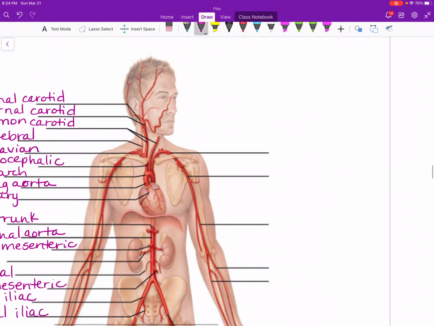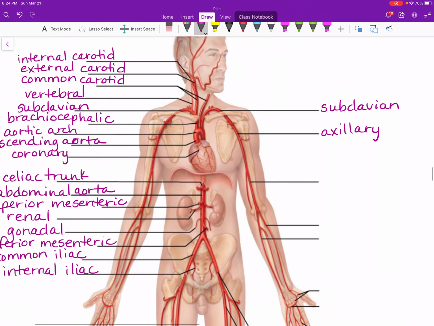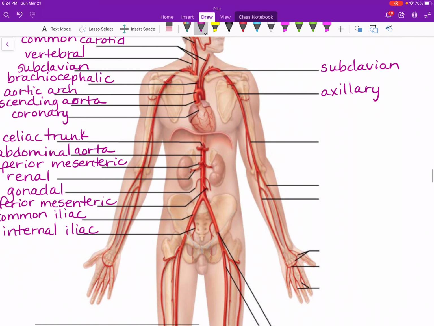we have the subclavian again, supplying both arms. The axillary means armpit, remember? And so that is the section of that artery in the armpit. It's the same tube as subclavian. It's a different name because there's a different location. Then in the arm, it changes names from axillary to brachial.